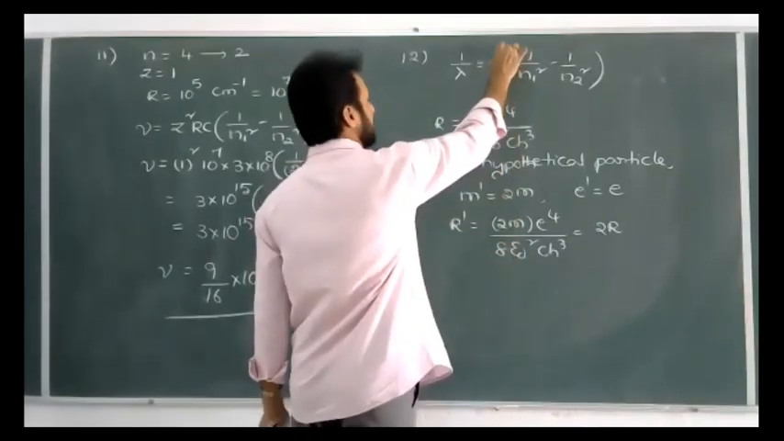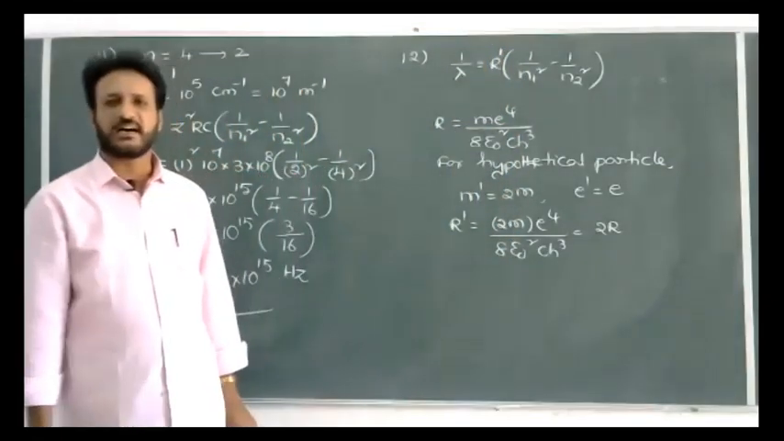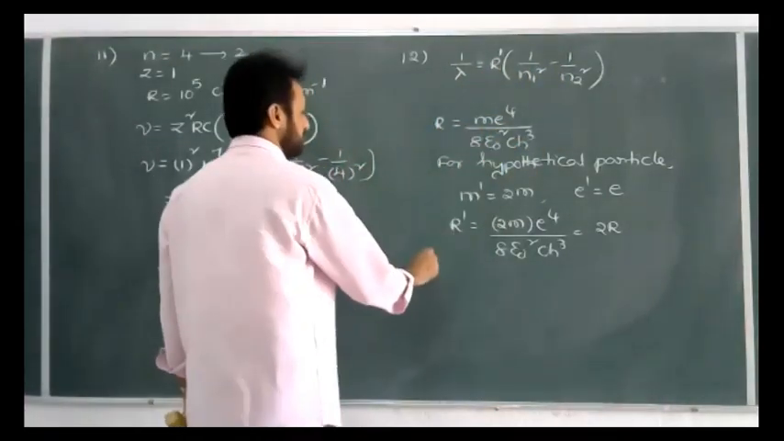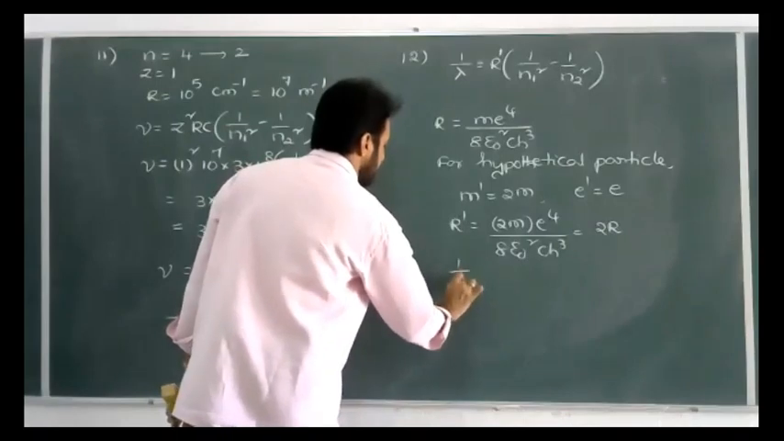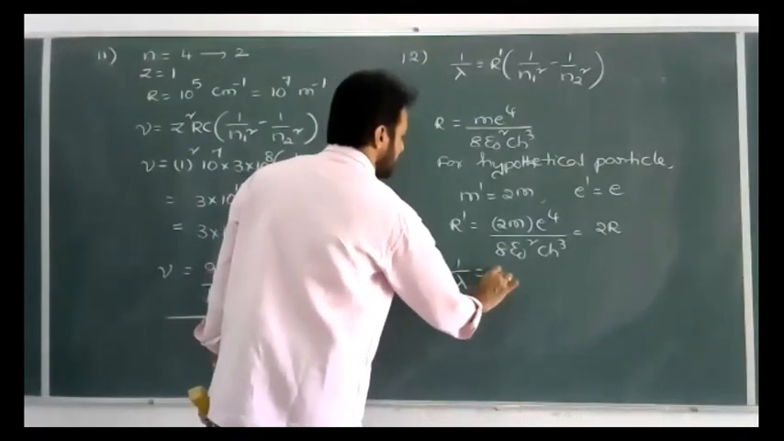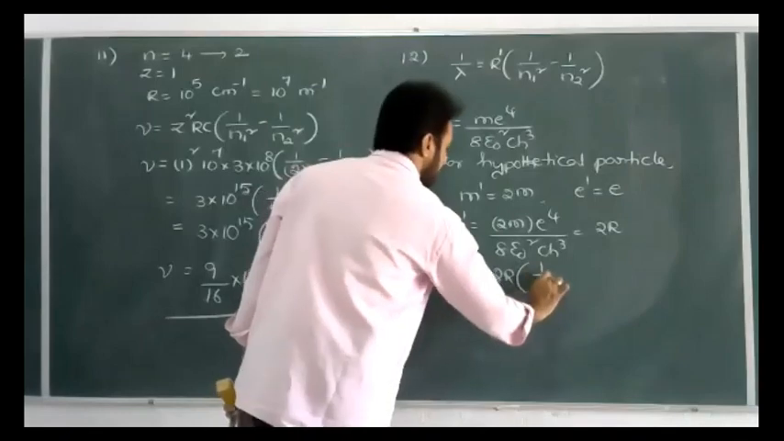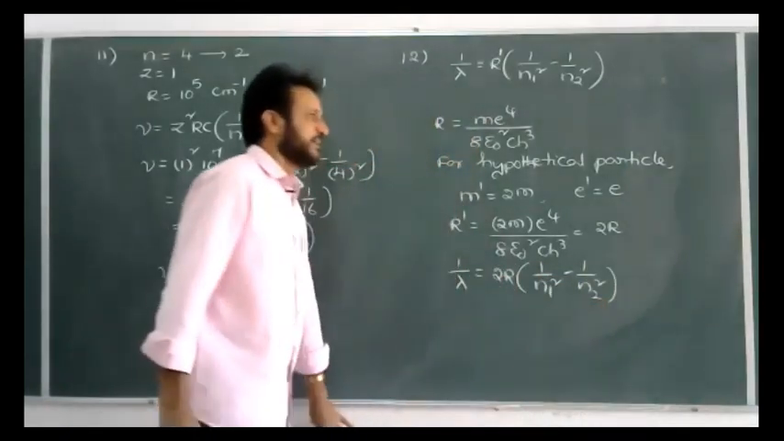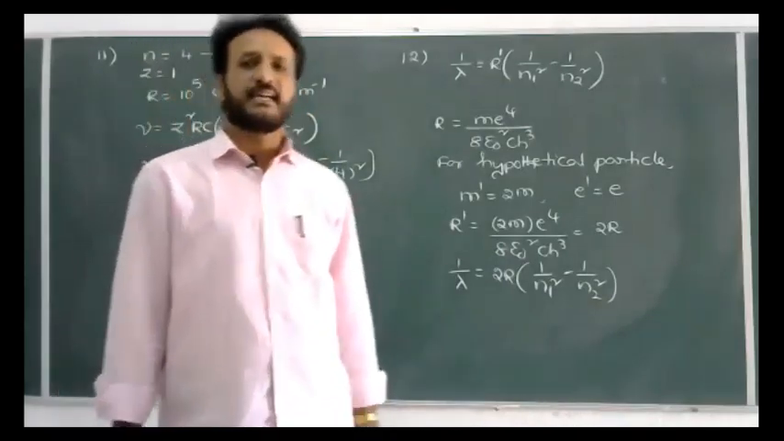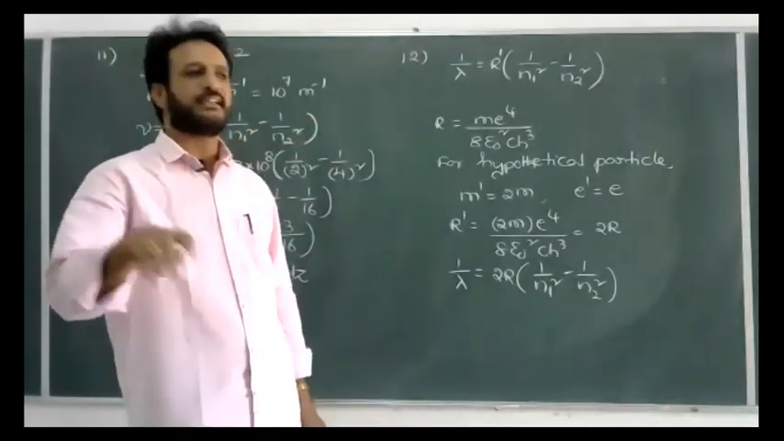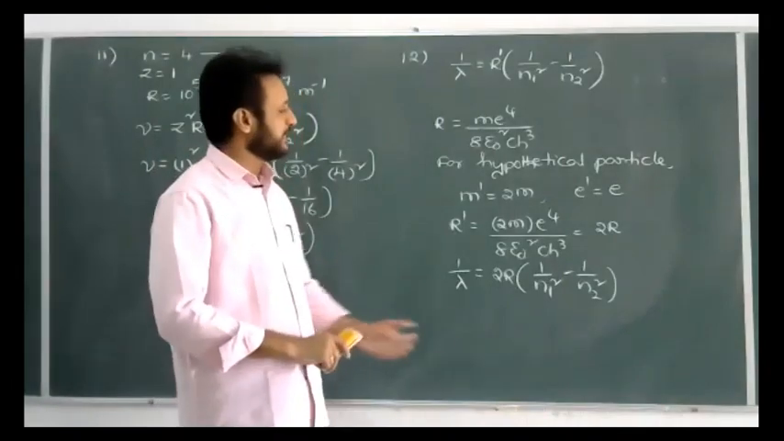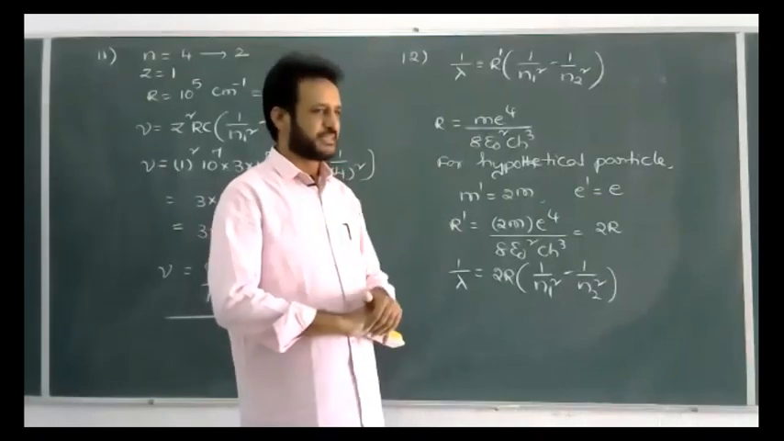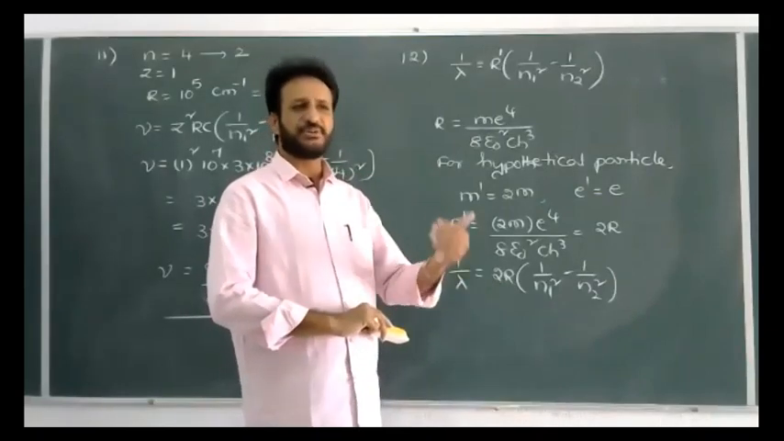So for the hypothetical particle, 1 by lambda equals R dash into 1 by n1 square minus 1 by n2 square. Now 1 by lambda is equal to, R dash is 2R, into 1 by n1 square minus 1 by n2 square. But it is given to consider the first excited level. First excited level means n1 equal to 2. For longest wavelength n2 must be equal to 3. The electron jumps from the third orbit to the second orbit.